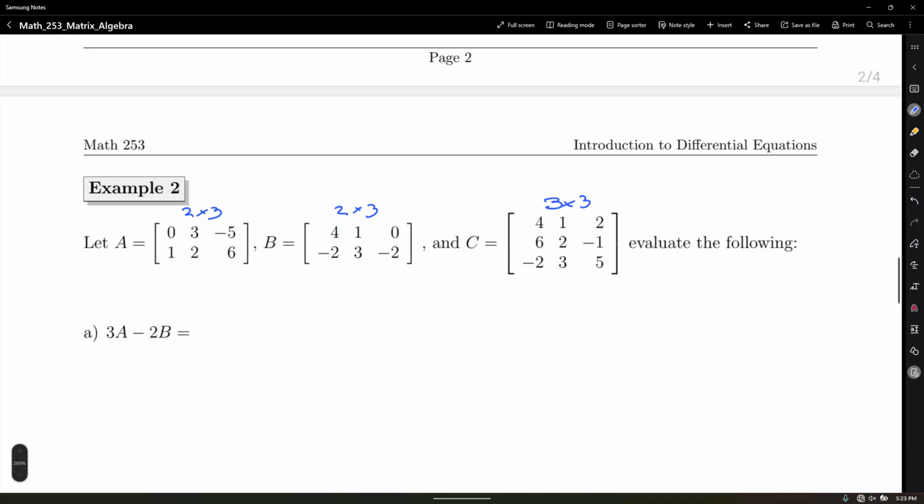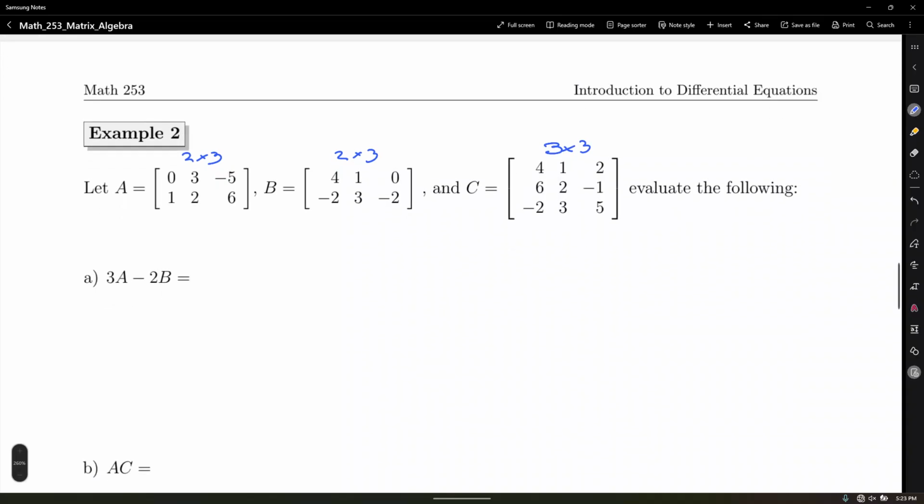I'm going to go back and forth between the notations for these matrices, even though we're given matrices in bracket notation. I'm just going to change this to parentheses. So 0, 3, negative 5, 1, 2, 6, minus 2 times 4, 1, 0, negative 2, 3, negative 2. Just like in pre-algebra, PEMDAS: we do the multiplication first and then the addition.